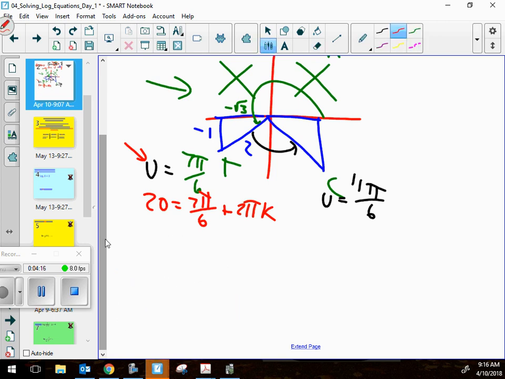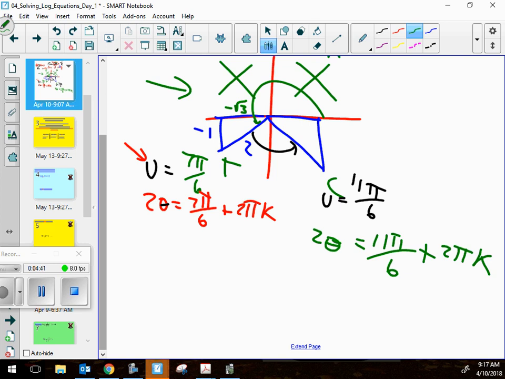Okay, so then I have to multiply everything. Or sorry, wait a minute. It's 2 theta is equal to this. And then over here I have to make 2 theta equal to 11 pi over 6 plus 2 pi k. Okay, and by the way, if I had been using tangent, I wouldn't have used 2 pi. I would have used what?